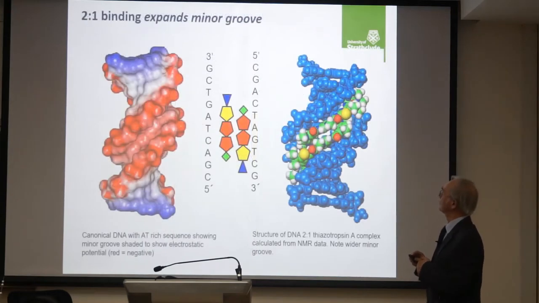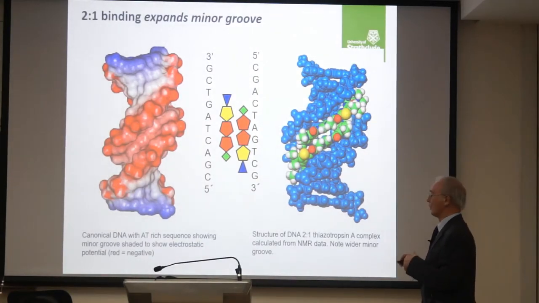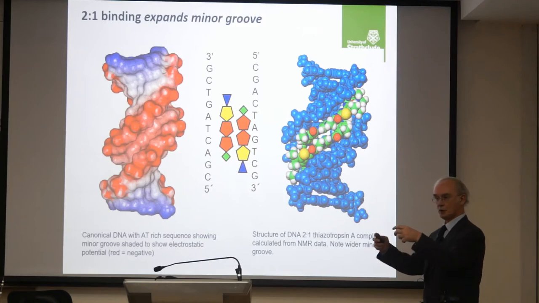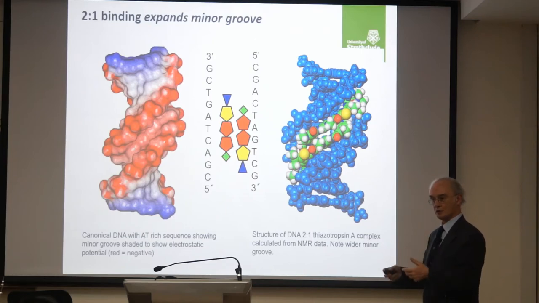And then John Parkinson, our NMR spectroscopist, went on to do a full study looking at nuclear Overhauser effects, and he showed that this is how our thiazotropsin molecule binds to this particular sequence of DNA. Now, there are a number of important little things here. This is the canonical DNA structure from the database, decorated to show the potentials, of course. And you can see there that the minor groove is actually quite narrow. When these molecules go in side by side, it gets much broader. And that broadening, of course, forces conformational changes elsewhere in the molecule. And that means that not just the binding site is influenced, but neighboring sites are also influenced, which will have an effect on the ability of that DNA sequence to bind promoters, transcription factors, and the like.